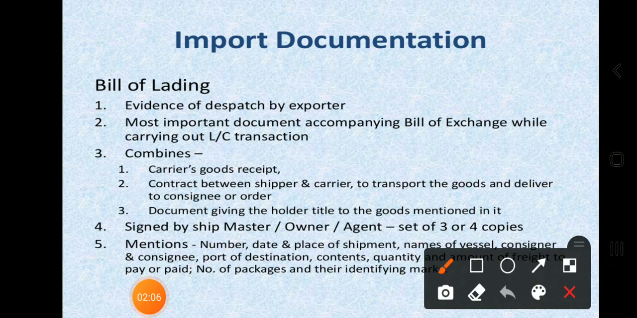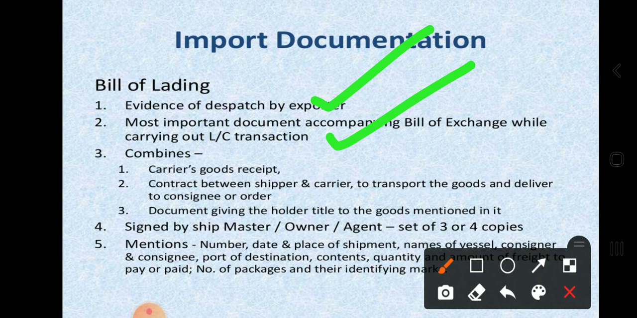It is the evidence of dispatch by the exporter, and this is the most important document accompanying the bill of exchange while carrying out an LC transaction, letter of credit transaction. It combines the carrier's goods receipt, the contract between shipper and carrier to transport the goods and deliver to consignee or order, and a document giving the holder title to the goods mentioned in it. It is signed by the shipmaster, owner or agent, and a set of 3 or 4 copies are made as per the requirement. It mentions the number, date and place of shipment, names of vessel, consignor and consignee, port of destination, contents, quantity and amount of freight to be paid or paid, number of packages and their identifying marks.